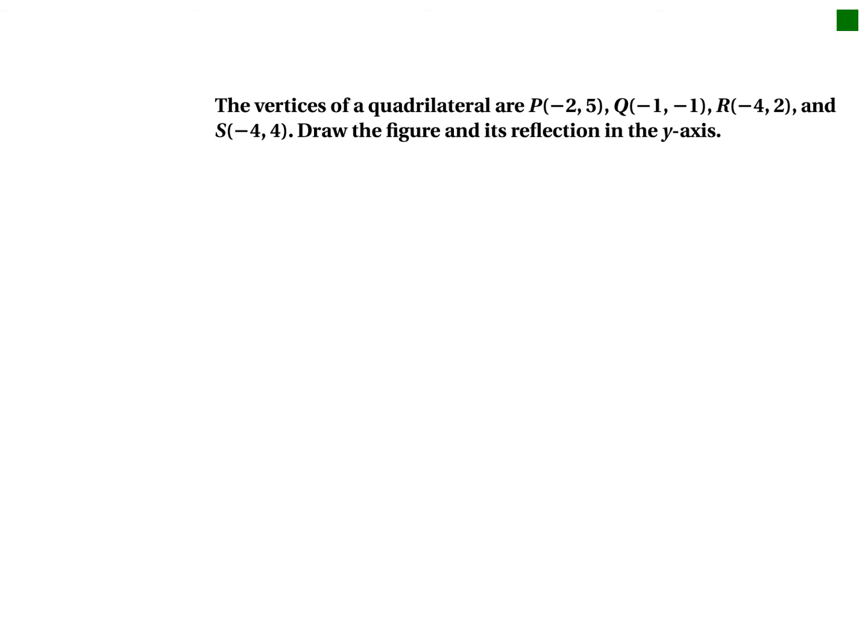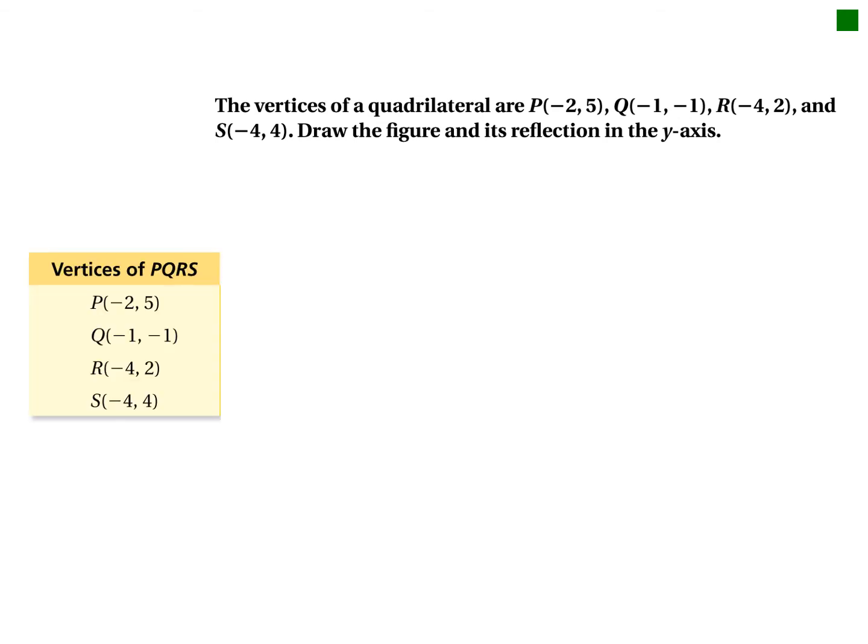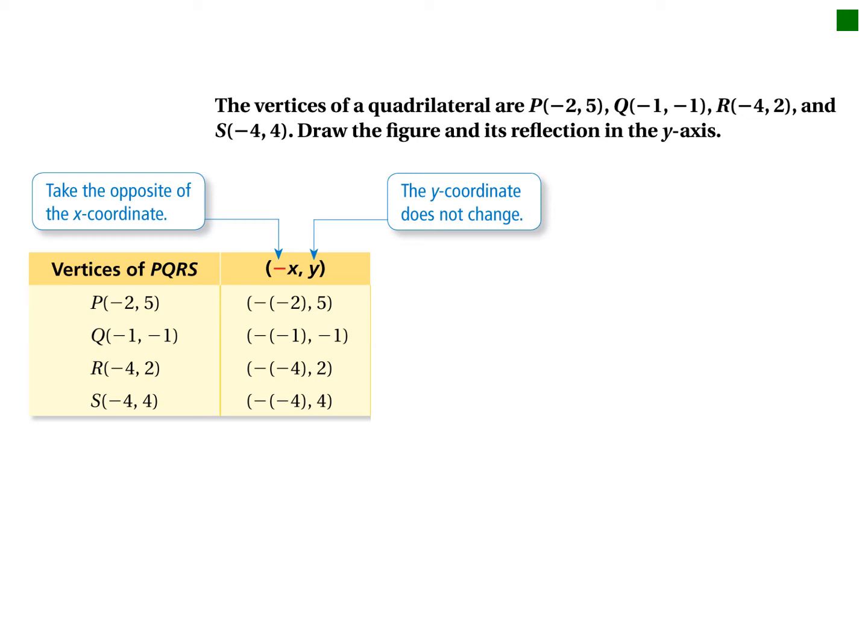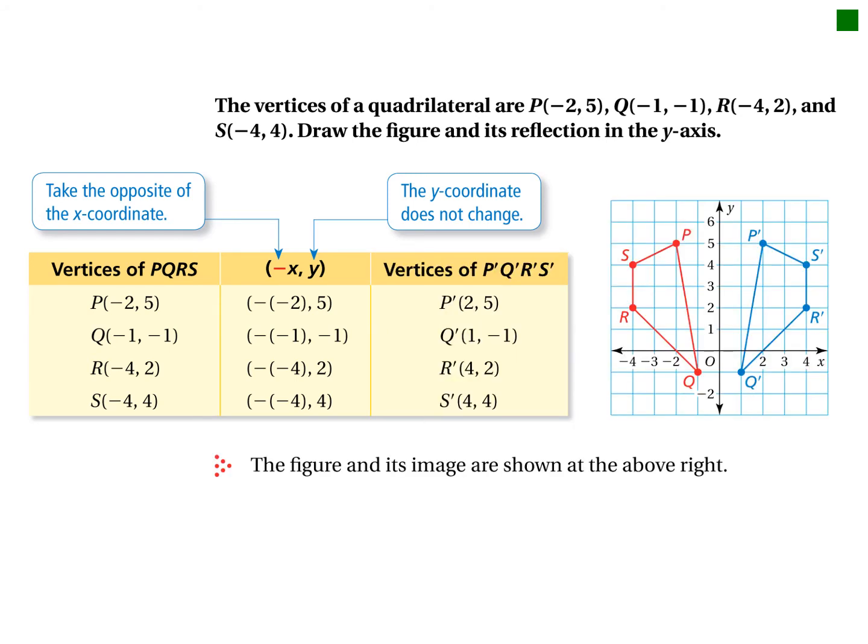All right, let's try this with another example in which we have the vertices of a quadrilateral. And super nice that we have our ordered pairs because we can quickly and efficiently go through this. We're going to draw the figure. This is our pre-image. And this is our image.